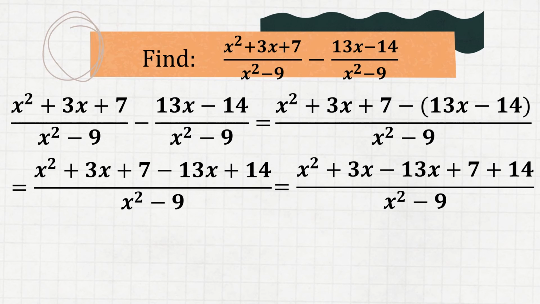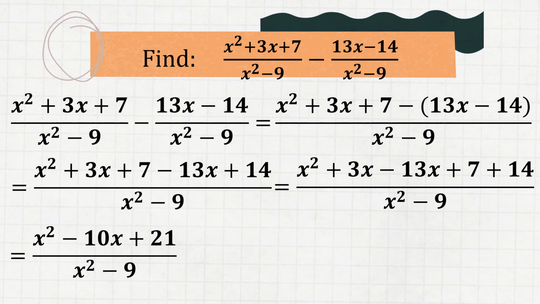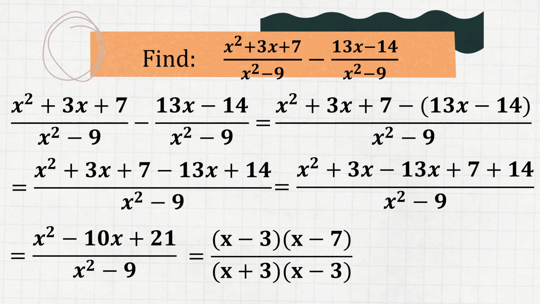Then, copy the denominator. So, copy ulit natin yung x squared since wala naman siyang kaparehas na term. Then, 3x minus 13x is equal to negative 10x. Then, 7 plus 14 is equal to positive 21. Then, copy ulit the denominator.